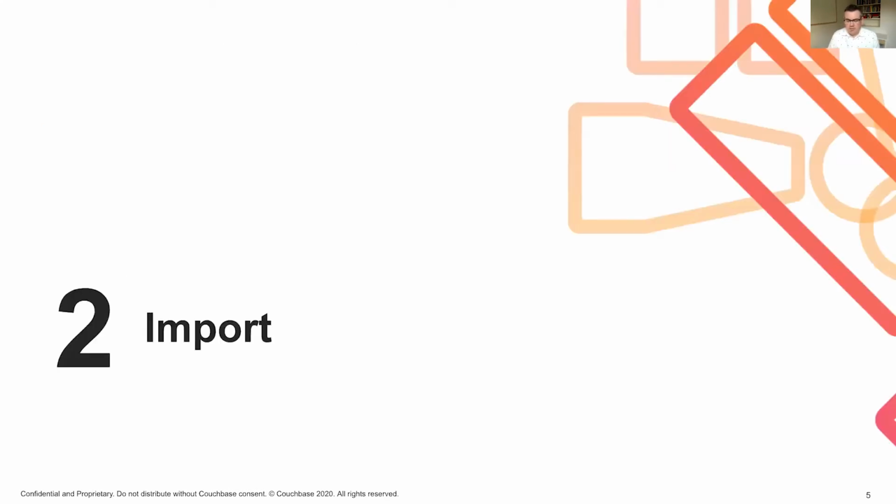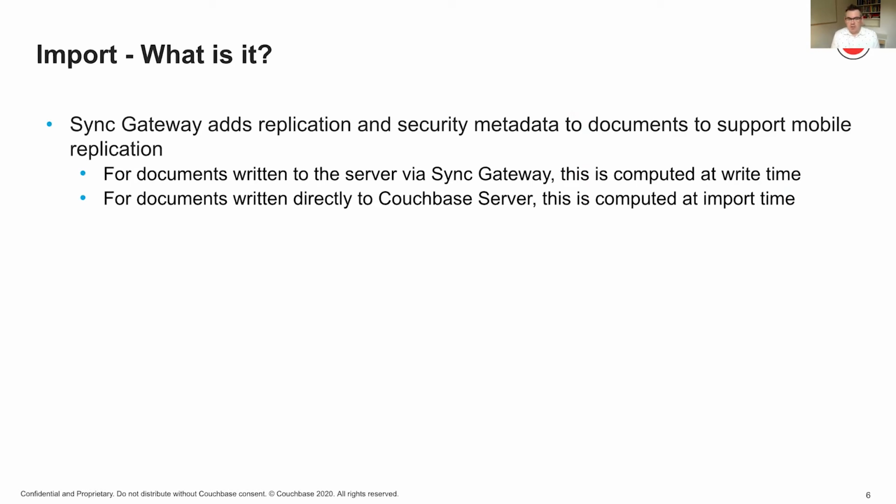So let's start by diving into one of Sync Gateway's components, which is what we call import. So first, let's talk about what import actually is. One of Sync Gateway's roles is to add replication and security metadata to documents to support mobile replication. And so the way a document becomes mobile enabled is that Sync Gateway computes information about what channels that document has been granted access to. So access control information for the document, as well as replication metadata used to build a replication stream for clients.